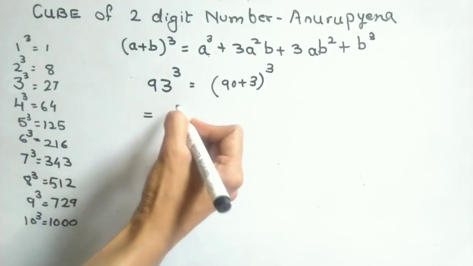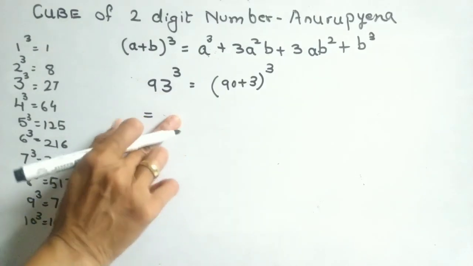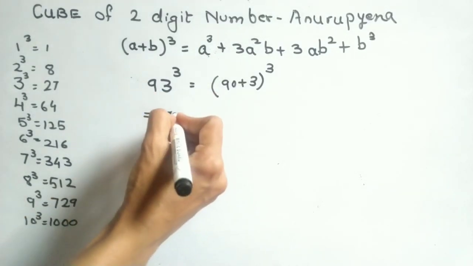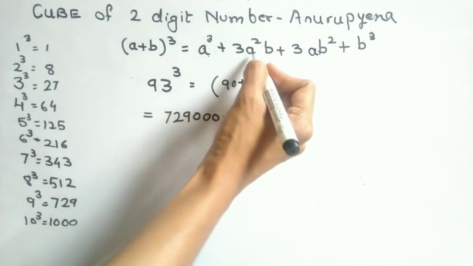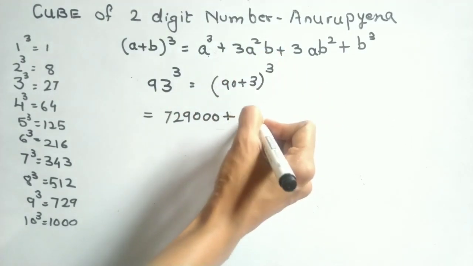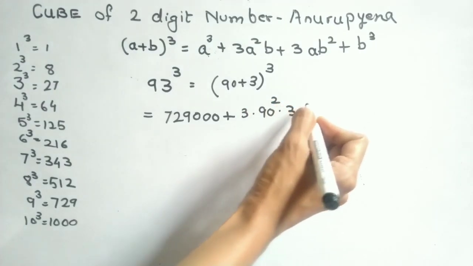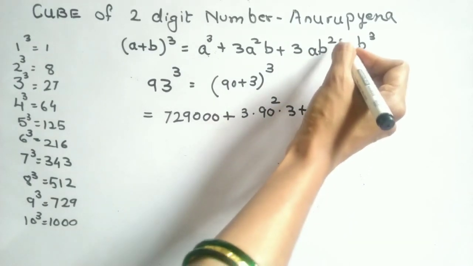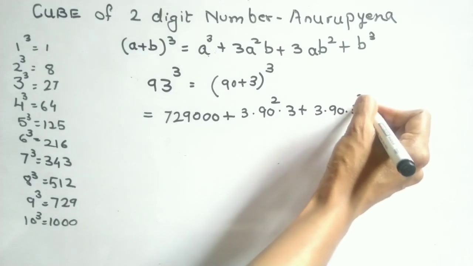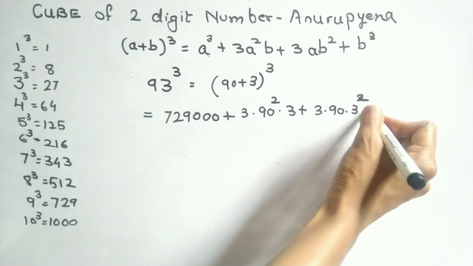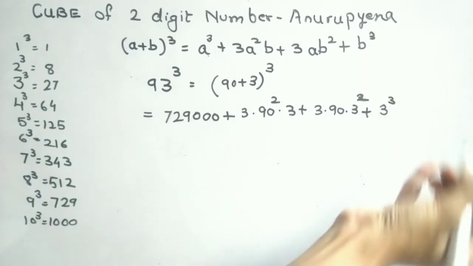So let's see this. We have a cube, that is 90 cube, which will be 729000. Now we have 3a square b, that is 3 into 90 square into b, which is 3. Then we have 3ab square, so 3 into a, which is 90, and b square is 3 square. Plus the last one is b cube, so we have 3 cube, that will be 27.